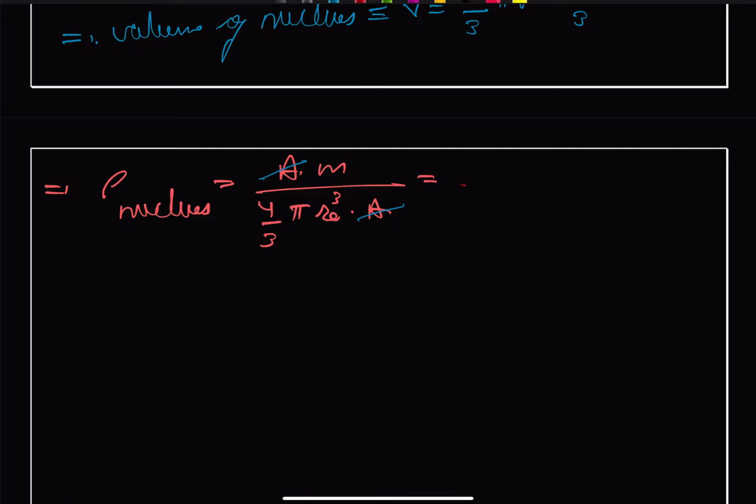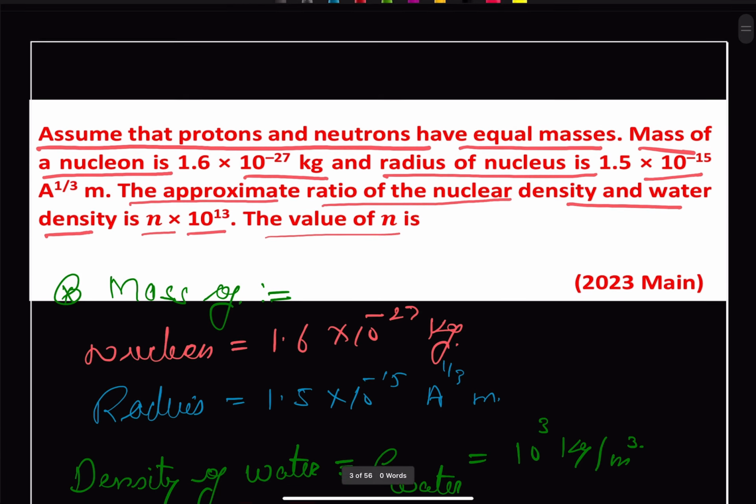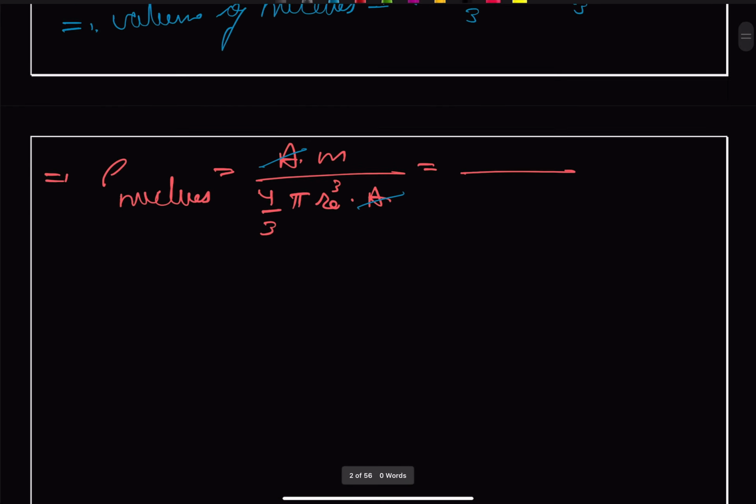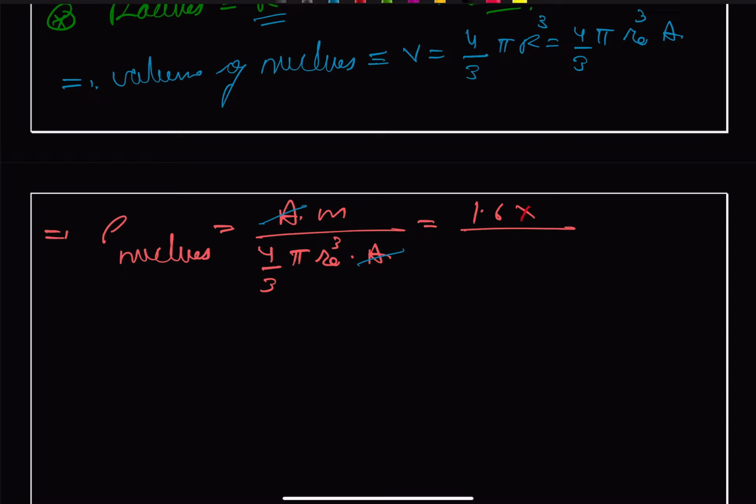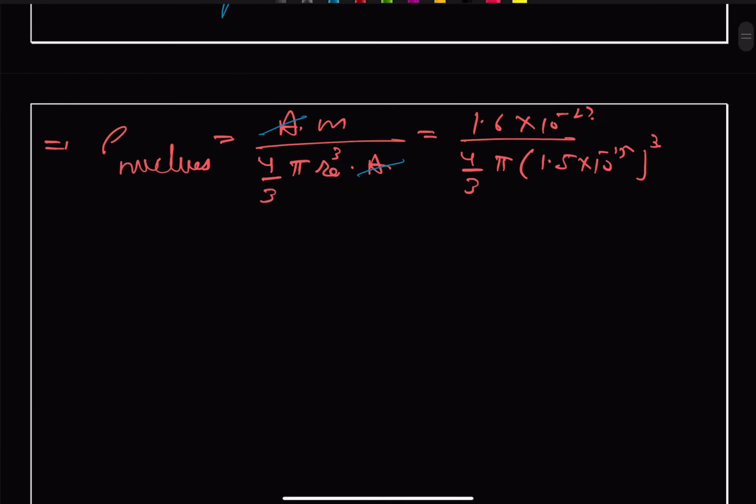We can just substitute the values. We are given that mass of nucleon is 1.6 into 10 to the power minus 27, divided by 4 by 3 pi times 1.5 into 10 to the power minus 15, whole cube. And we get that our density of the nucleus will be approximately equal to 1.132 into 10 to the power 14.